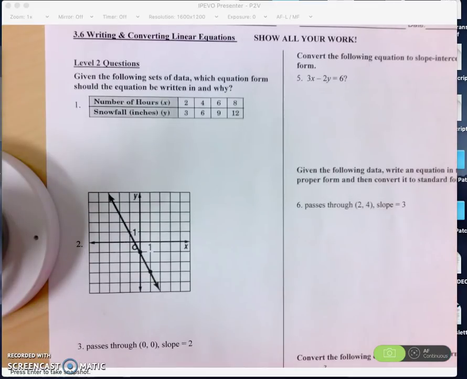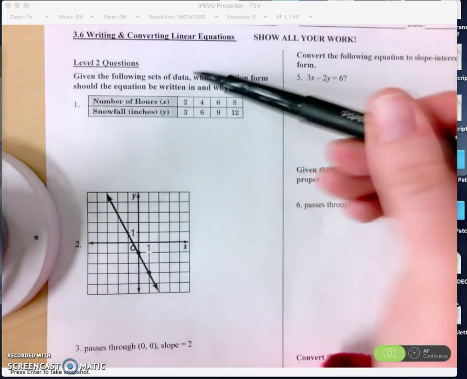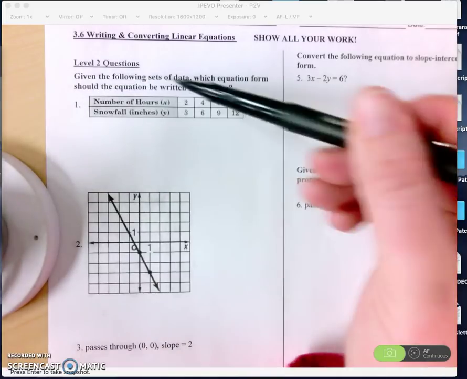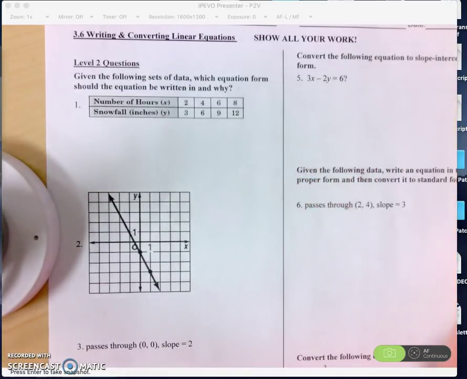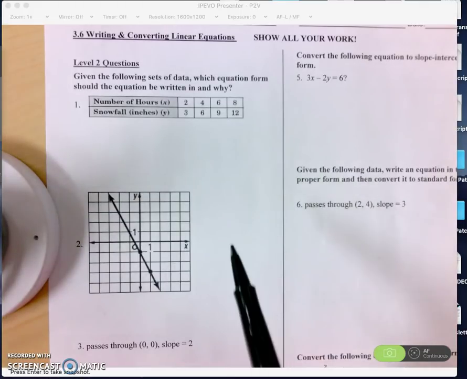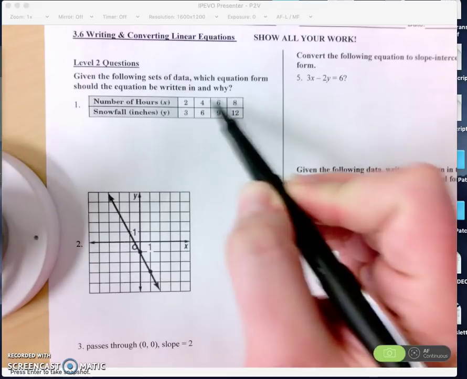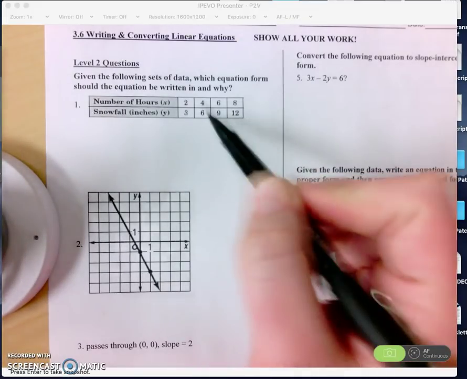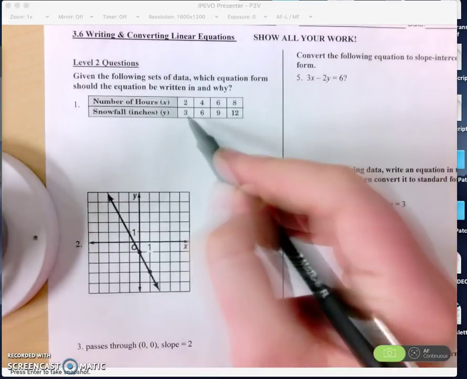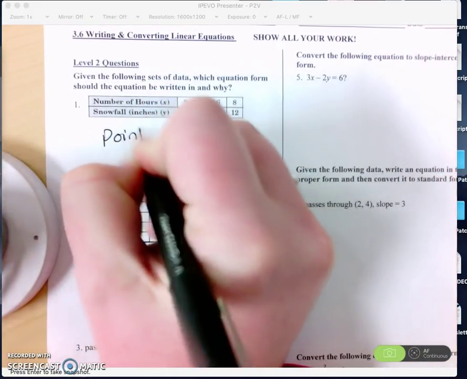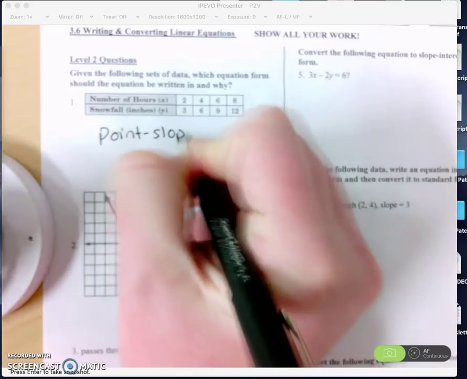Okay, we'll start. So first, 1, 2, and 3, given the following set of data, which equation form should the equation be written in and why? So for the first one, you are given some points of 2, 3, 4, 6. Here you're given a point and you can find the slope. So you would use point slope form.